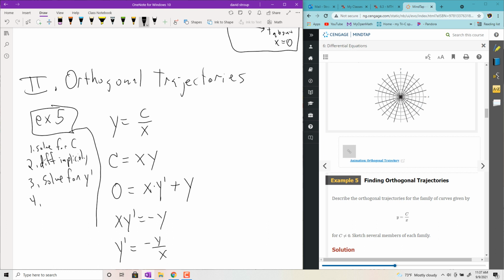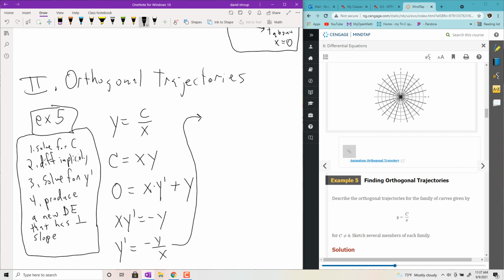Then I'm going to form a new differential equation, a new dE that has perpendicular slope. If you remember from algebra, you can tell that two slopes are perpendicular if they are negative reciprocals of each other. So you take this thing, take the reciprocal of it, and make it negative. So it would be negative x over y, in other words, positive x over y. Then you just solve the new differential equation for your new family.